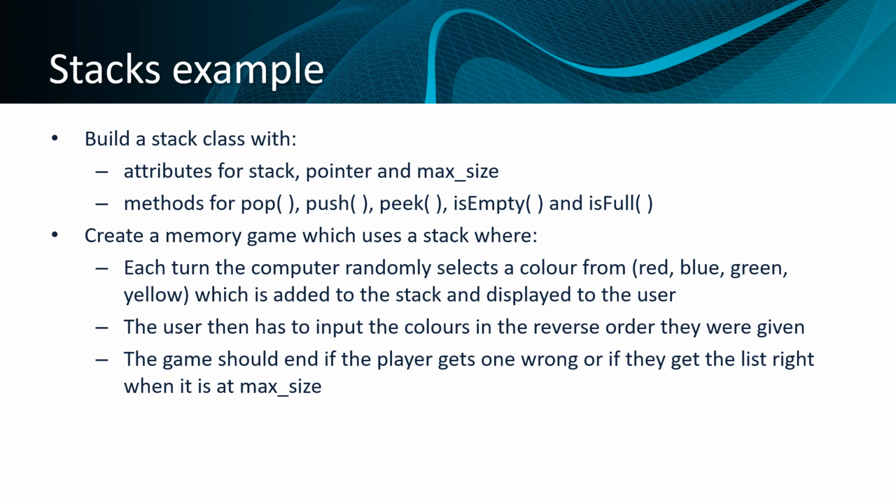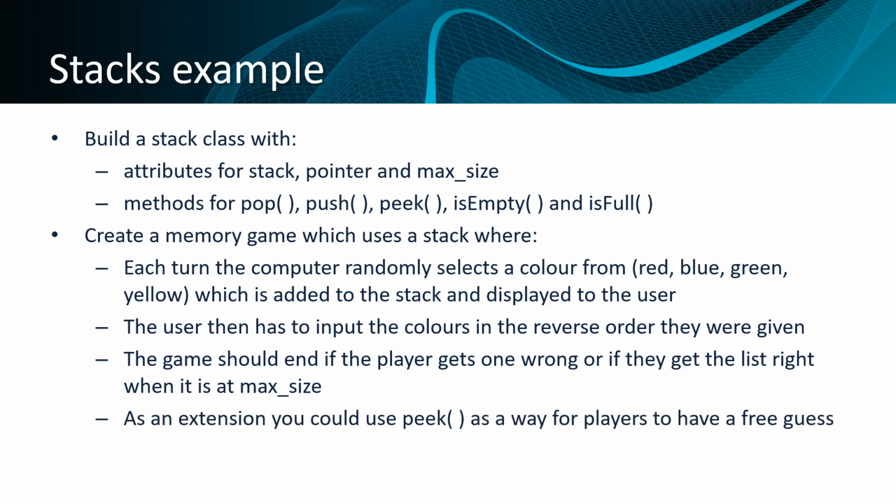The game should end if the player gets one wrong or if they get the list right when it's at its maximum size. To do testing, you might like to reduce that to something around 4 rather than the 10 I'll be putting it at. As an extension, you could implement peek as a way for players to have a free guess and maybe count how many free guesses they get.